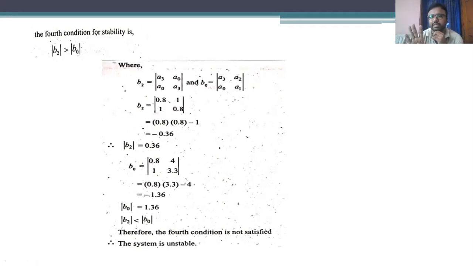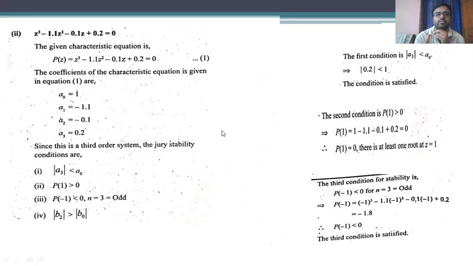Of the four conditions, only three are satisfied and the fourth is not satisfied. Hence, we can conclude this particular system is an unstable system. In some of the textbooks, they have taken these kinds of orders, so don't get confused about these patterns.